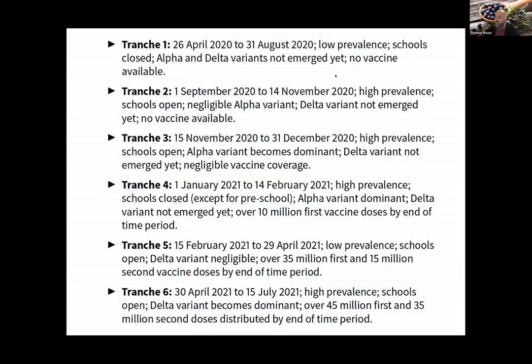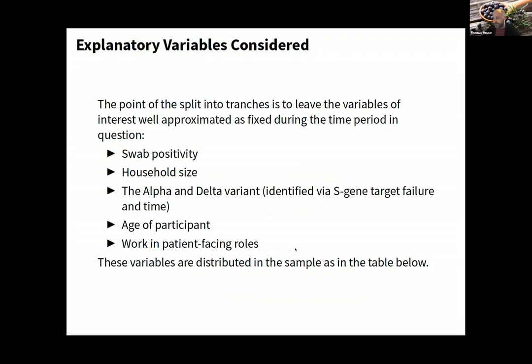So this was a period of time where there was low prevalence, the school was closed, no variants of concern, no vaccine. Then there's a period here where there's high prevalence, Alpha was coming but pretty negligible, no Delta variant, no vaccine. Then later in 2020 we had high prevalence, schools open, Alpha variant dominant or becoming dominant, no Delta variant, very little vaccine and so on. Each of these time periods is chosen to be big enough to give us statistical power, but small enough that we can see things changing.